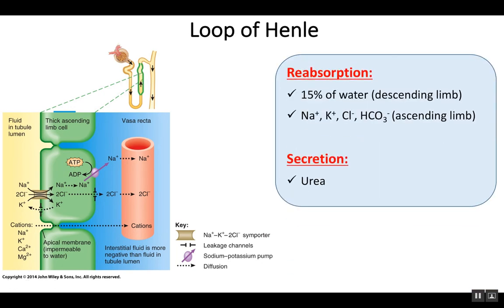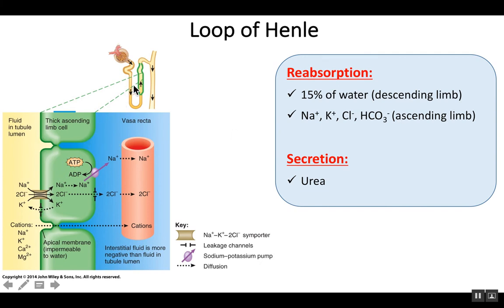What is the loop of Henle known for? Well, the descending limb over here on the picture reabsorbs mostly just water. About 15% more gets reabsorbed at the descending limb. Not very many solutes get reabsorbed at the descending limb. At the ascending limb, it's known more for its solute reabsorption. So all kinds of ions get reabsorbed at the ascending limb.